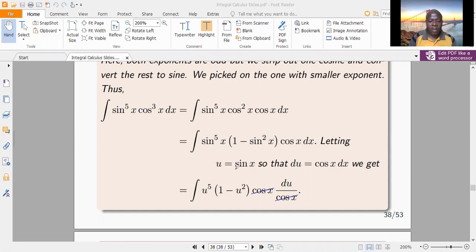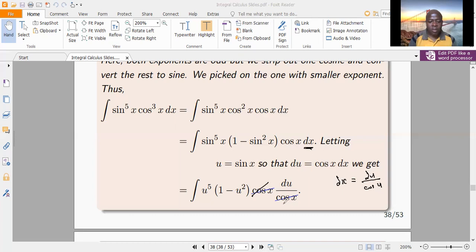Then at this point, we let u be sine x and differentiate on both sides to get du equals cos x dx. Make dx the subject of this, and that will be equal to du out of cos x. So let's just substitute. Where there is sine, write u. So this means u raised to 5 into 1 minus u raised to 2 cos x, but instead of dx, write du out of cos x.